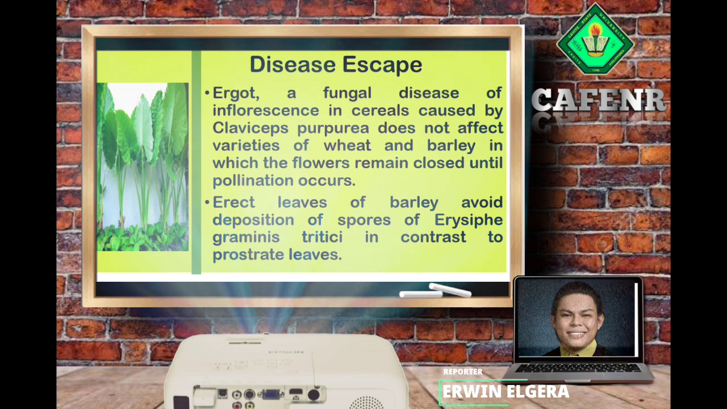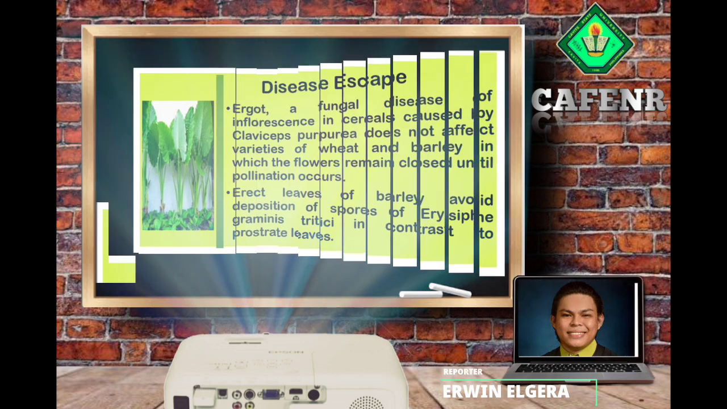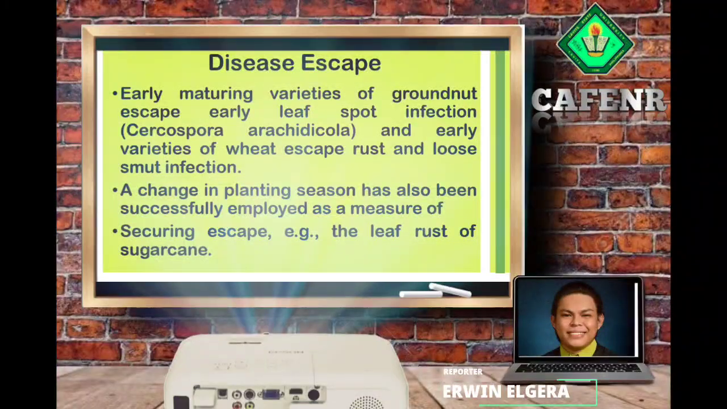Erect leaves of barley avoid deposition of spores of Erysiphe graminis, in contrast to prostrate leaves. Early maturing varieties of groundnut escape early leaf spot infection, Cercospora arachidicola, and early varieties of wheat escape rust and loose smut infection. A change in planting season has also been successfully employed as a measure of securing escape. An example is the leaf rust of sugarcane.